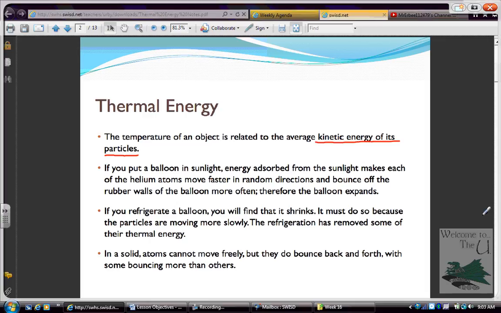Now we're going to watch a couple of YouTube videos here that demonstrate this principle. One is of a solar balloon that can be made out of trash bags, and another video is going to be of some liquid nitrogen being poured on a balloon.